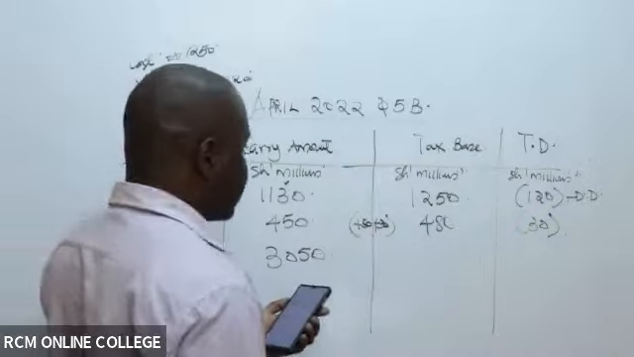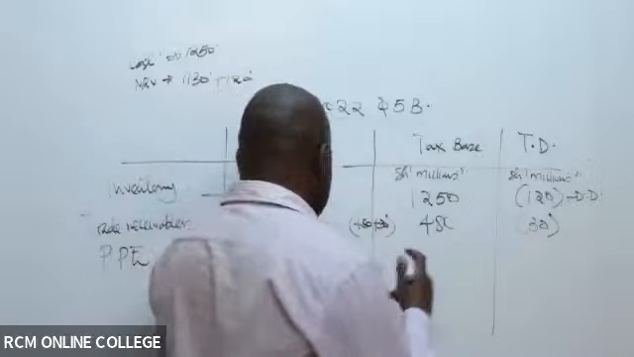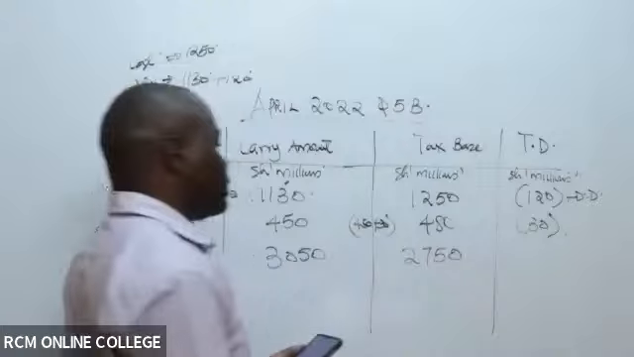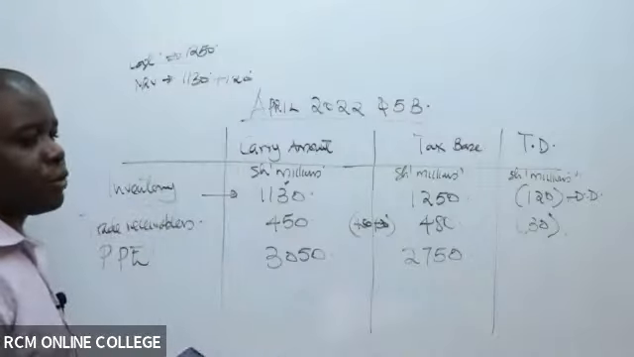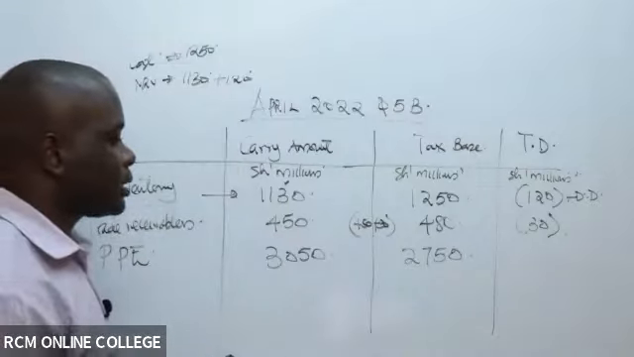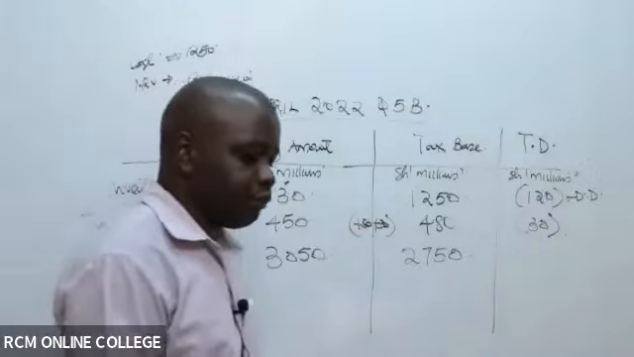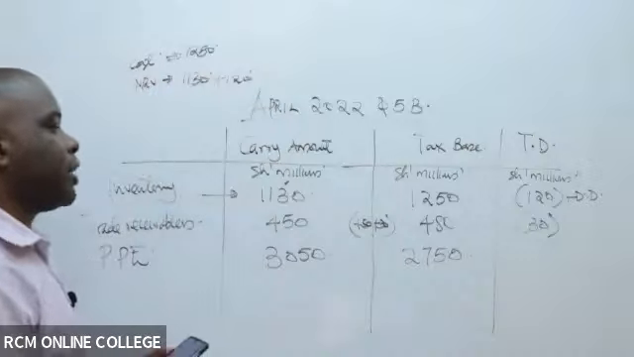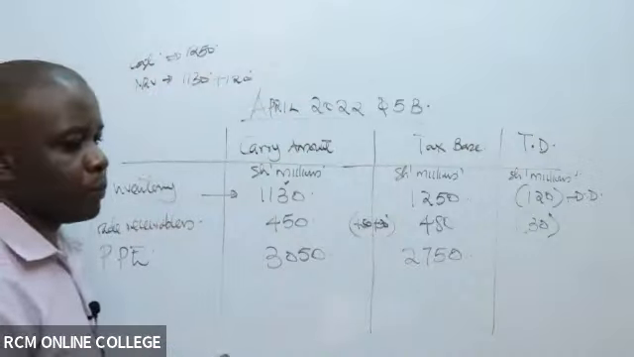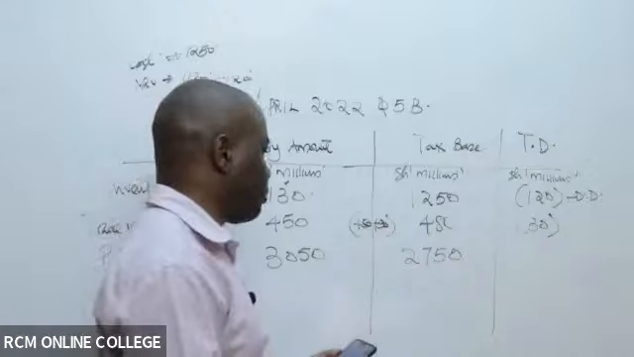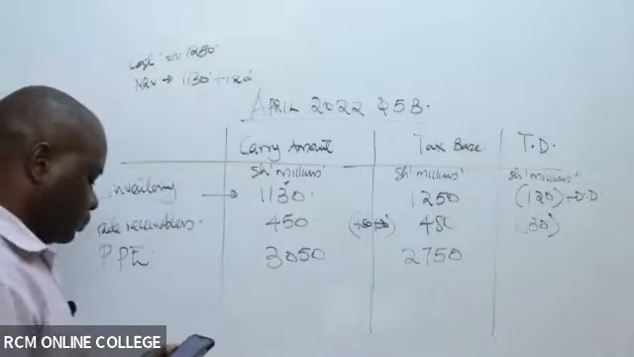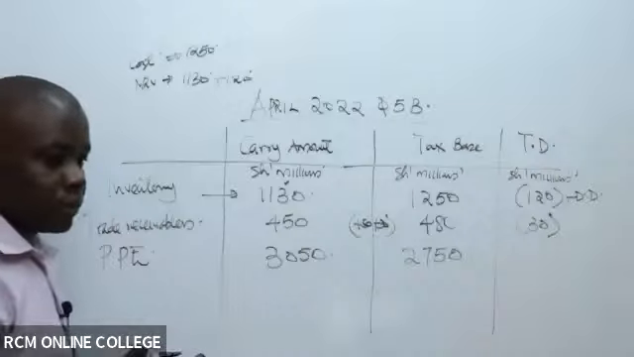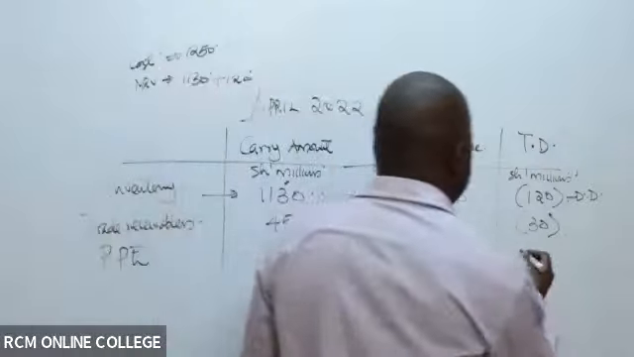And in this case, a tax base that we've just been given directly, a tax base of 2750. So that means our temporary difference will be how much? It will likely be 300.